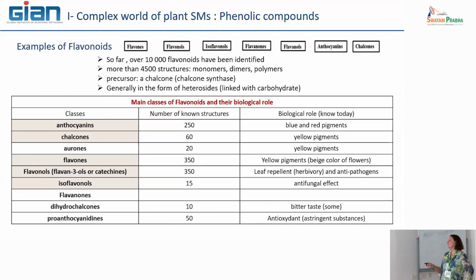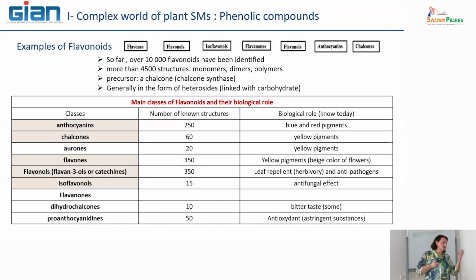More than quite 50% are monomers, dimers, or polymers. The others are a combination with something else. The precursor is chalcone, which is catalyzed by a specific enzyme, chalcone synthase. We will go to the enzyme after, okay? And in particular, some of them are able to be linked with a carbohydrate, mainly glucose. So glycosylation, which is a modification of phenolic compounds, is very important.